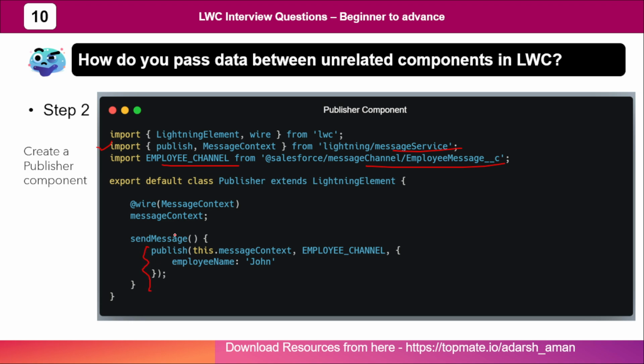So once that is done, we are publishing this. Let's say sendMessage is called from a click of a button or something from the HTML. Once that is being called, we are publishing that message. So in this syntax we need to write this.messageContext, employee channel would be our message channel here which we are importing, and then the details whatever we want to send. In this case we are sending employee name as John. We are sending this data, and this will be received by the subscriber component.